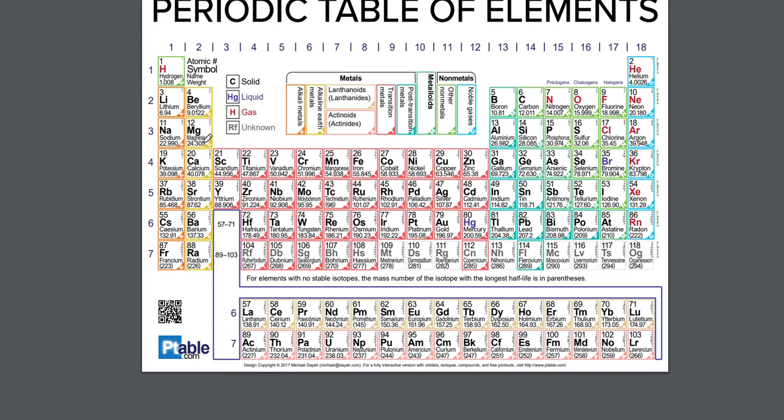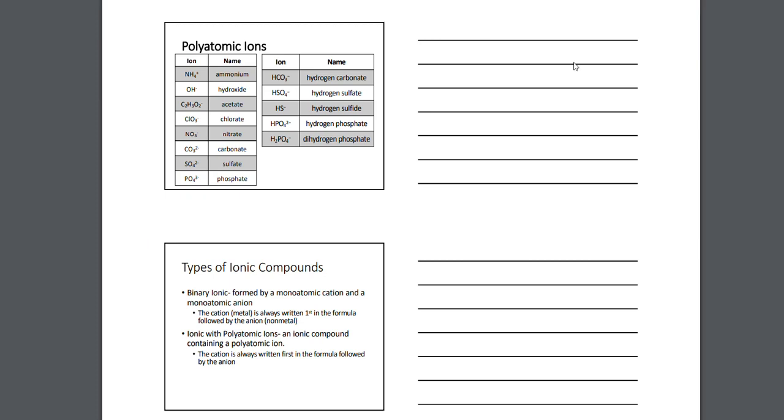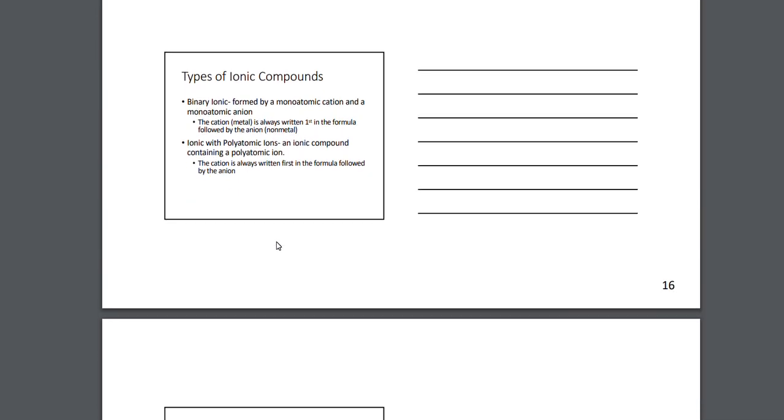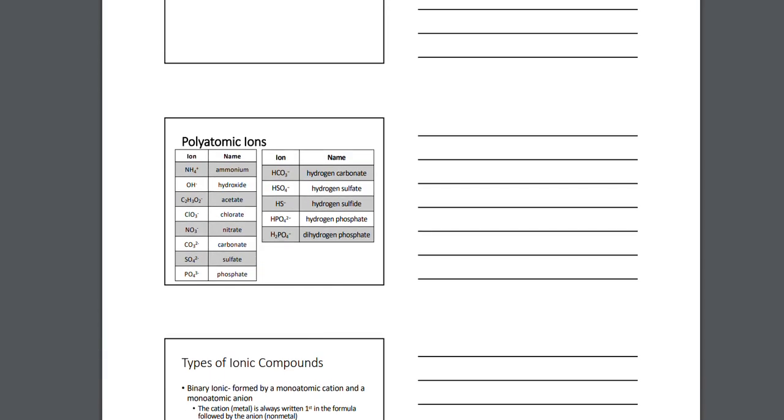So if you're talking about magnesium chloride, for example, we always write or say the name of the metal followed by the name of the nonmetal. Okay, that's in terms of the nomenclature. So that's for the binary ionic, or it could be ionic with polyatomic ions. An ionic compound containing polyatomic ions, right? That's what we're talking about. These group of elements in the periodic table.